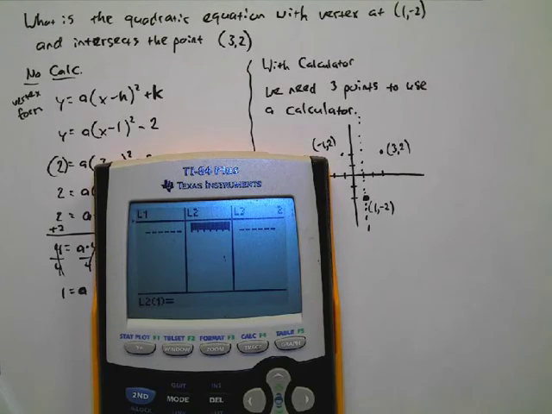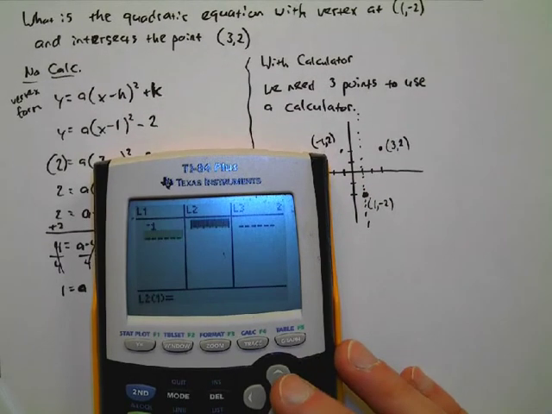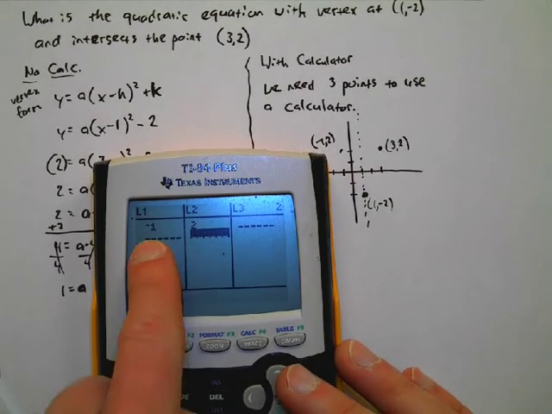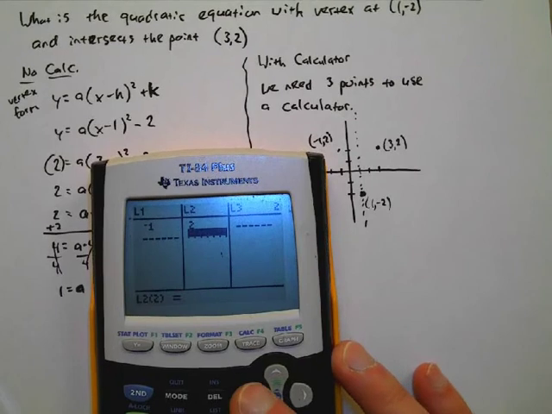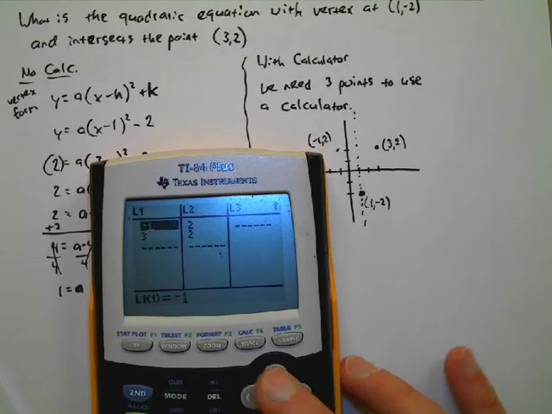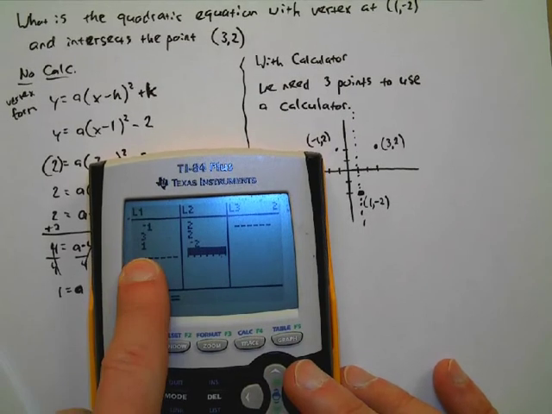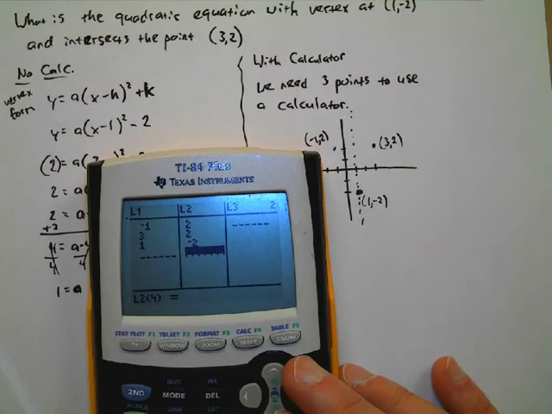And then type in the 3 points you see here. So negative 1 and 2: negative 1 in the L1, 2 in the L2. 3 and 2: again, 3 in the L1, 2 in the L2. And then 1 and negative 2: 1 in the L1, negative 2 in the L2, like that.